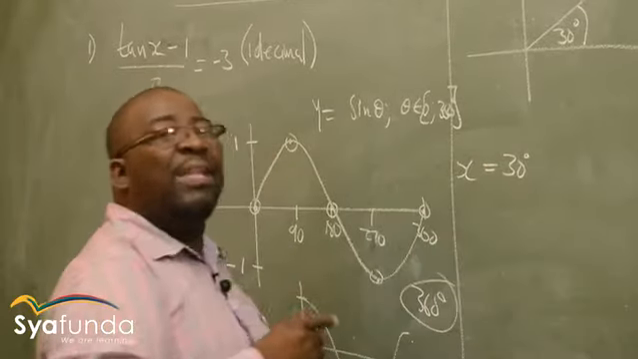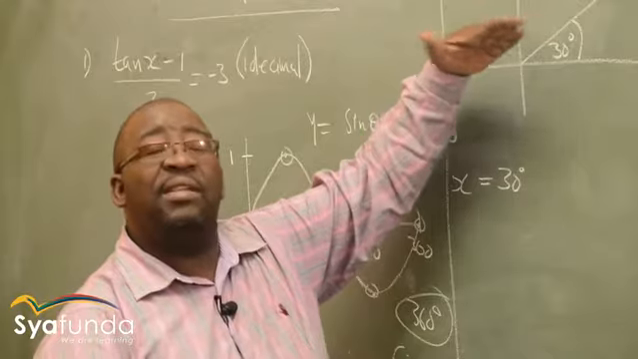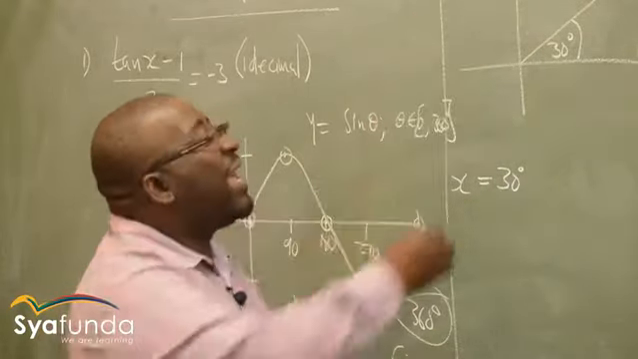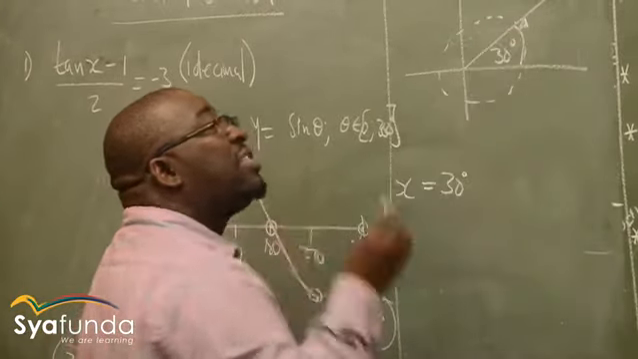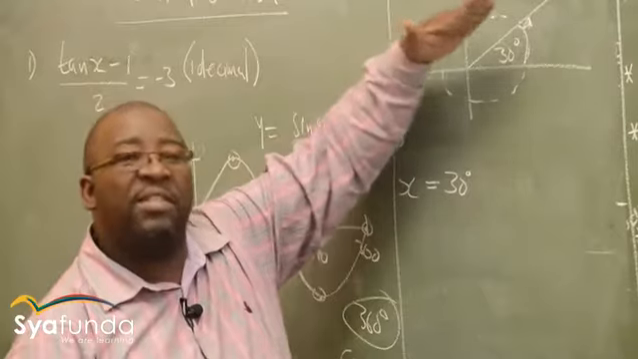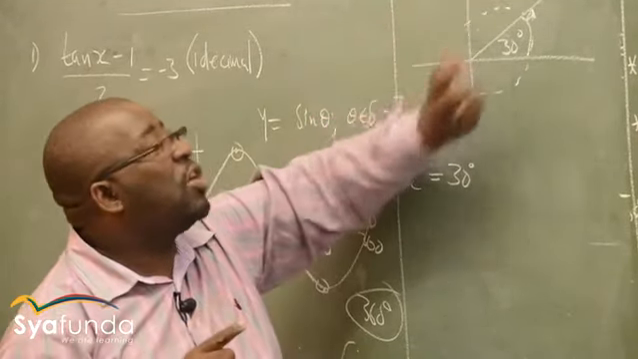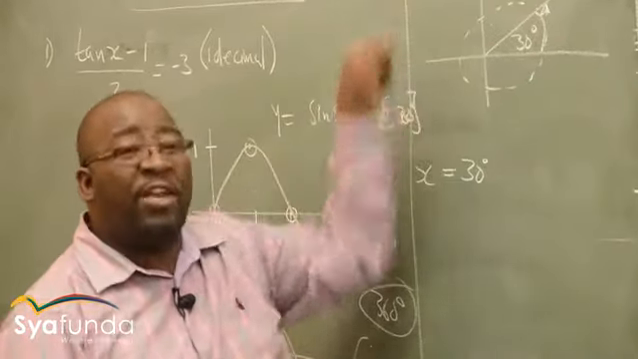The solution to this graph is equal to 30 degrees, but this is not the only angle. Specifically, it is 30 degrees, but this is not the only angle that falls in this arm. Remember, from this angle, if I add 360, I will go back to the same position. So there are so many other angles that fall within this position. Hence, we say general solution, not a specific solution. It's not only 30 degrees, but there are so many other angles. It depends on how many times I rotate.